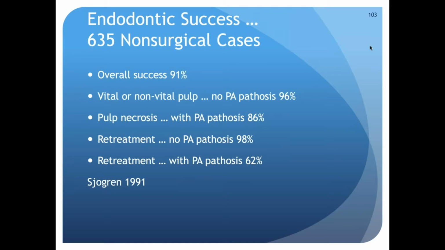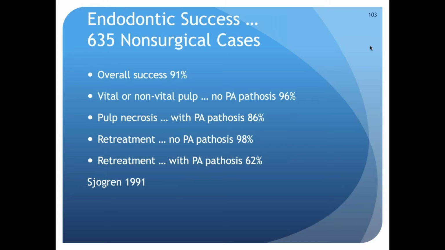So first of all, let's talk about success. So this is an older study, but kind of a classic study. So overall success for root canal treatment is about 91%. It depends on the study you look at, but success rates are usually pretty high. Now, if you have a vital or non-vital pulp and no periapical pathoses, your success is pretty high, 96%. If the pulp is necrotic and we have a periapical radiolucency, your success goes down to about 86%.